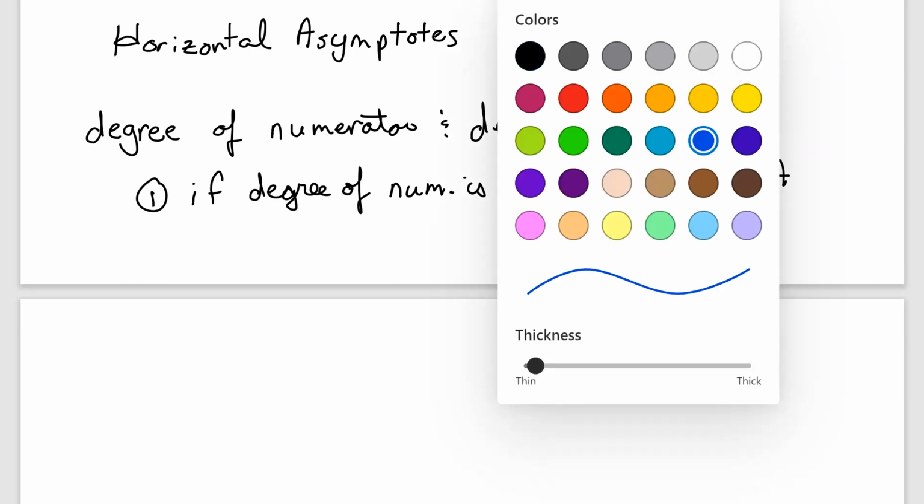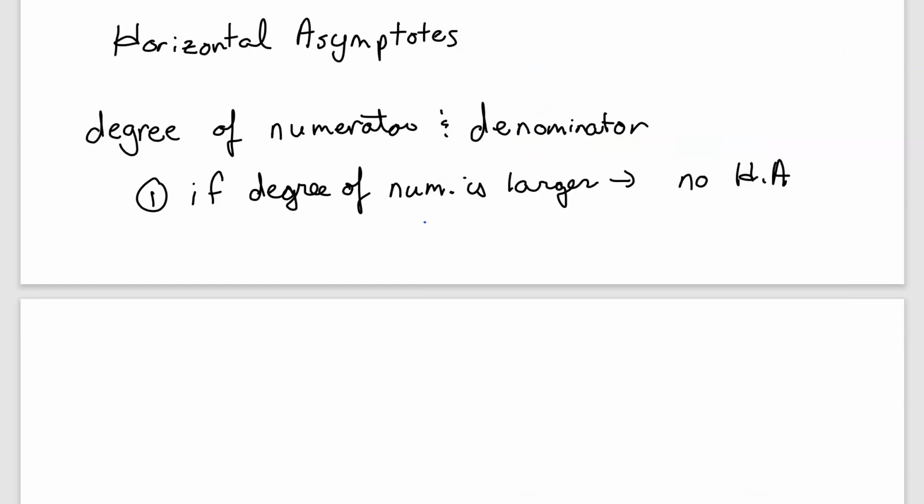So for example, if we have f of x is equal to 3x squared divided by x plus 1. The degree of my numerator is 2, whereas the degree of my denominator is only 1. So the degree of the numerator is larger than the degree of my denominator, so I have no horizontal asymptote.